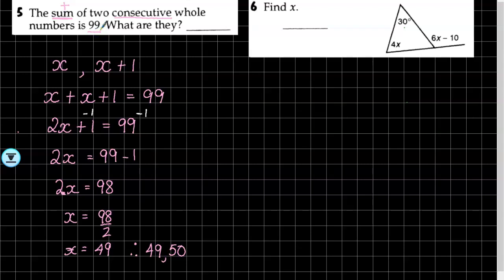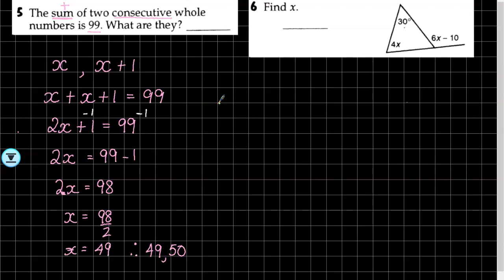All right, pause the video, see if you can have a go at number 6. So these questions, one of the reasons I love these questions is because it makes you remember, and if you didn't remember, some basic maths properties.